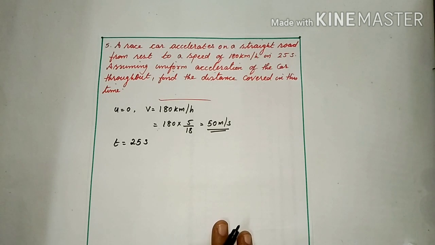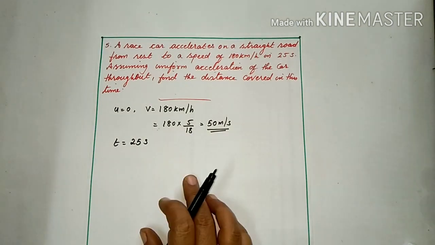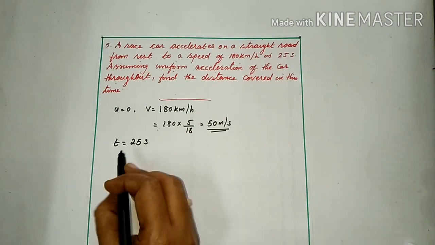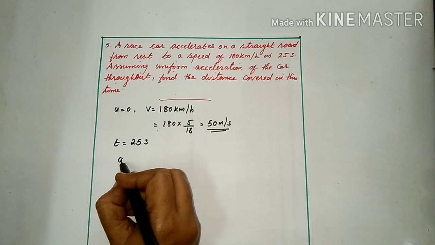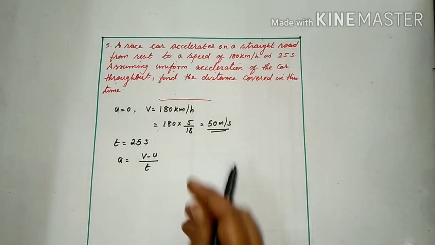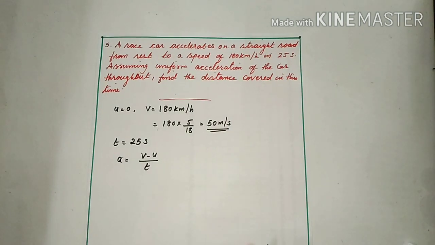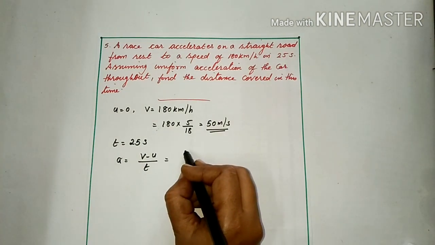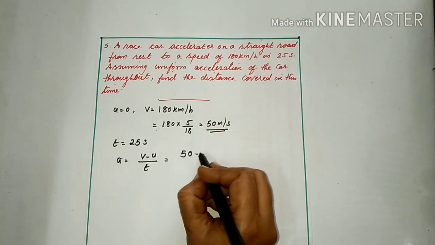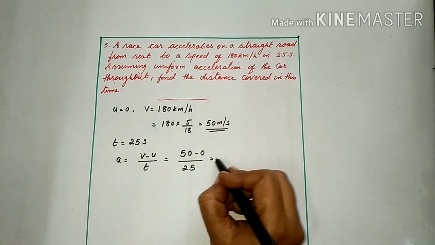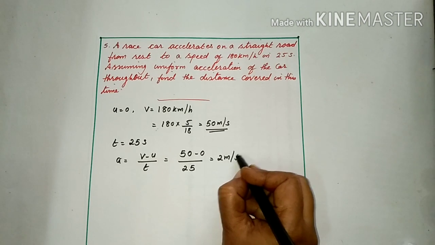So, what is the formula to calculate the distance? That is s equal to ut plus half at square. So, a is not given in the question. From the formula v equal to u plus at, we can find out a. So, a equal to v minus u by t, that is equal to 50 minus 0 divided by 25. So, that is equal to 2 meter per second square.